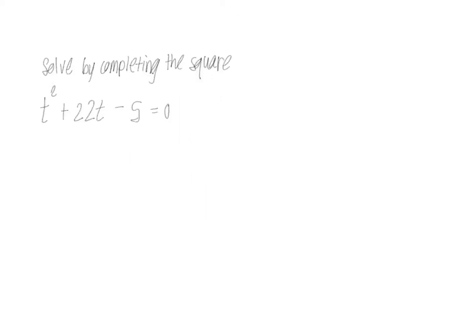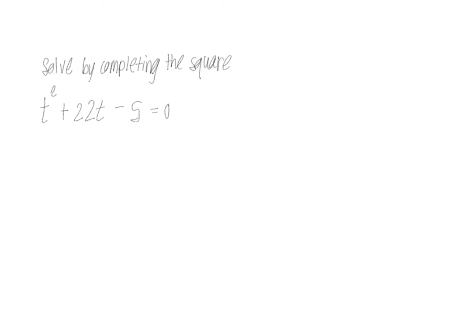With this one, first of all, it's a quadratic. T squared, 22t minus 5. That squared with that t makes this a quadratic. The highest power is 2. It also tells me that we're going to have 2 answers. So if the highest power were 3, we would have 3 answers, and so forth.